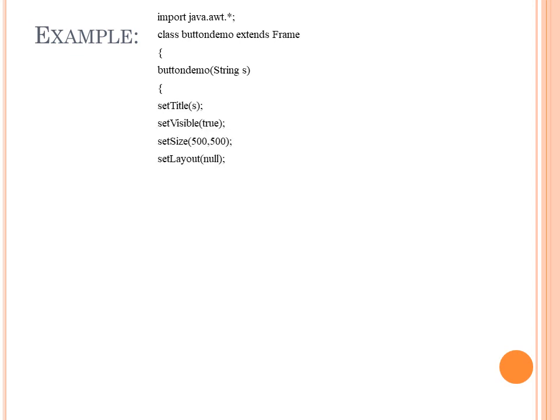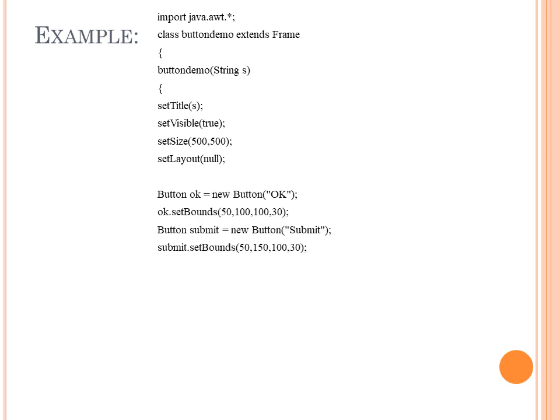Now we'll move on to the example for a button. First thing, you have to again import the java.awt package. Then you have to define the class name as class ButtonDemo extends Frame. Then you have to write the frame methods, that is set title, set visible, set size and set layout. These are common for all the programs that we are going to use for now.